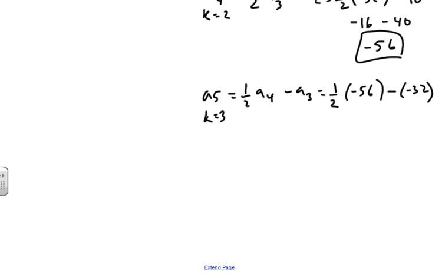And we can simplify that right there. And what do we have? Negative 28 plus 32. And we have a total of 4. And 4 would be our value.